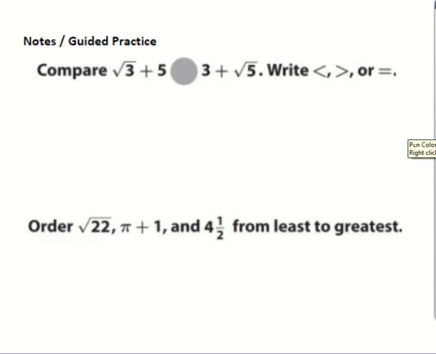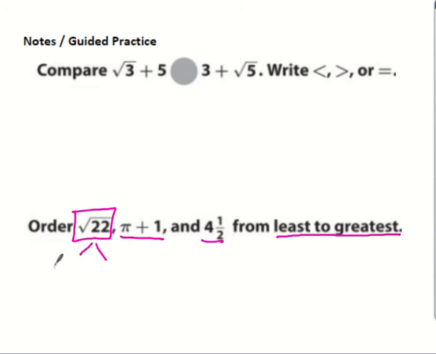All right, so now that is what you guys compare. Now the next part is if we have to order from least to greatest. Pay attention to this first. I'm gonna start out, it does not always go smallest to biggest. So what I'm gonna do is put all these numbers. So I have my square root of 22, my pi plus 1, and my 4.5 in decimal form, okay?